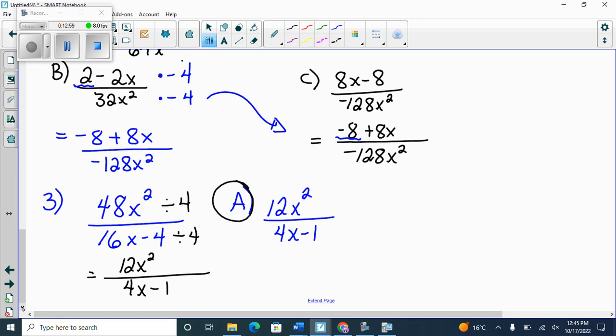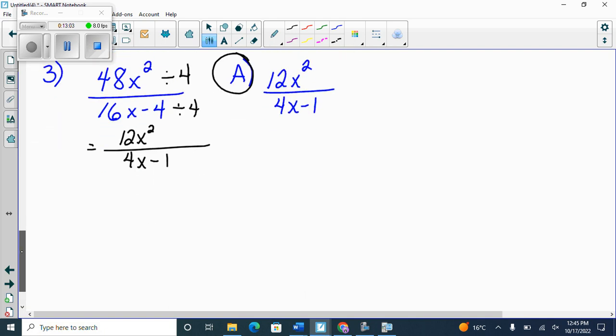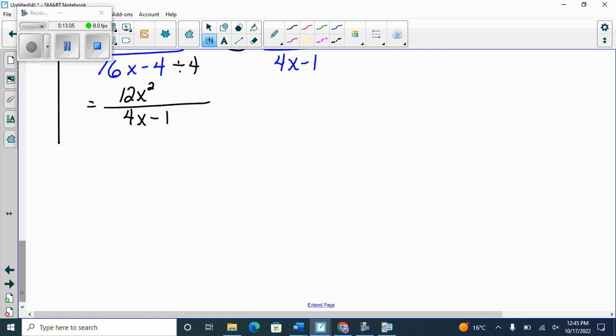Now, number 4 is a bit backwards. It's giving you the NPVs, and it wants a rational. So the first one says, write a rational expression that has given restrictions as its non-permissible values. So it has x can't equal 0. So let's think about that. If I have x can't equal 0, what operations can get me 0? What could I put in the denominator?